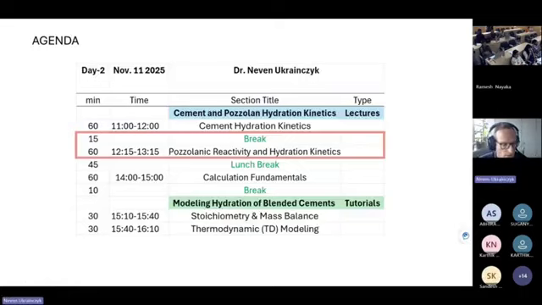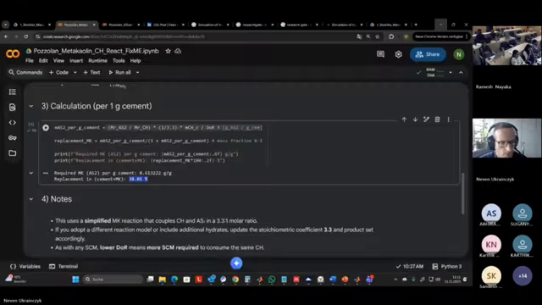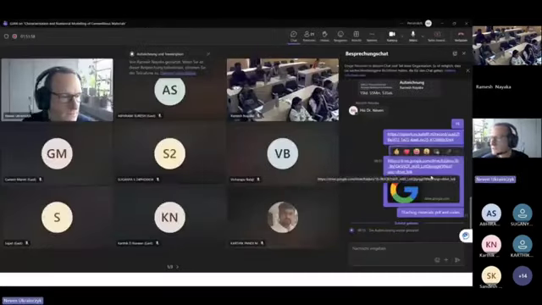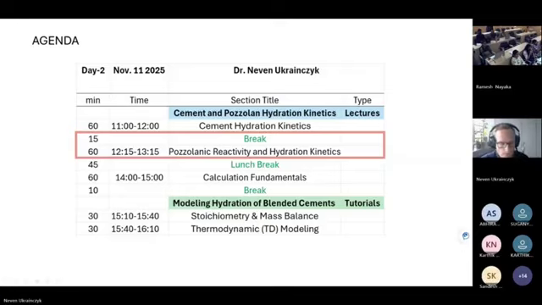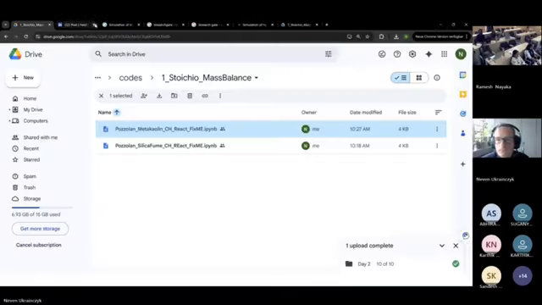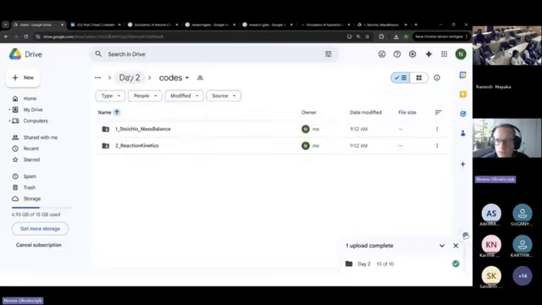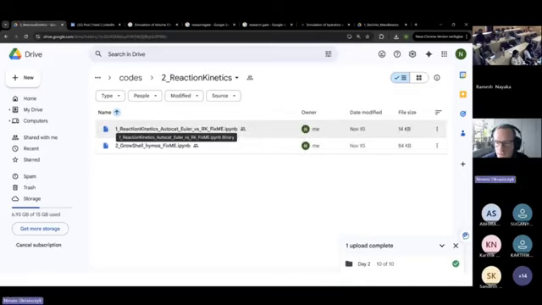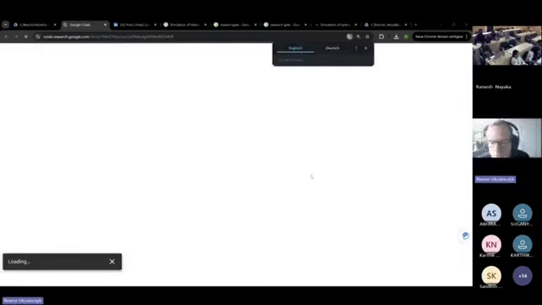So now if you open again our teaching material in the Google Drive, yeah, here is the link. Just press the link. So we are in codes, day 2 codes, and then we go to reaction kinetics. First is the autocatalytic Euler reaction, and we need to fix the equation.